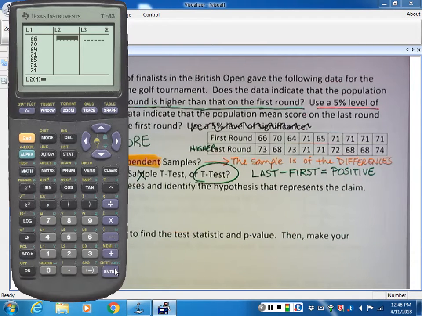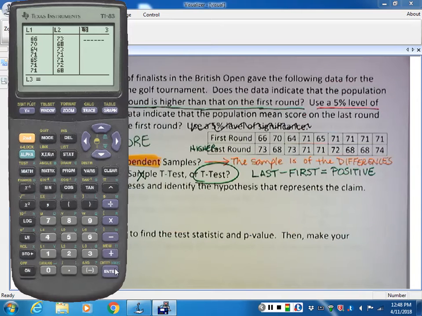Player 1 on the second round shot 73. Their score went up. Player 2 shot 68. Theirs went down. Player 3 shot 73. Theirs went up. Player 4 didn't change. Player 5 also went up. Player 6 went up a little bit. Player 7 went down. Player 8 went down. Player 9 went up. But it wasn't just that they went up or down. What we want is their actual differences.